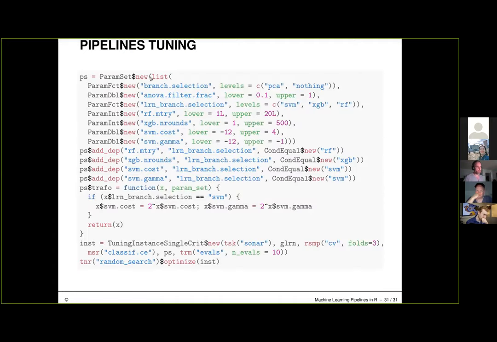So I can write down a very, very lengthy parameter set. I can say which feature extraction I want to use. I can tune the parameters of my ANOVA filter, of my random forest, of gradient boosting, of the support vector machine. I can add dependencies in there for a hierarchical space. I can do parameter transformations. Okay, this is potentially a bit more complex, but this is very powerful.